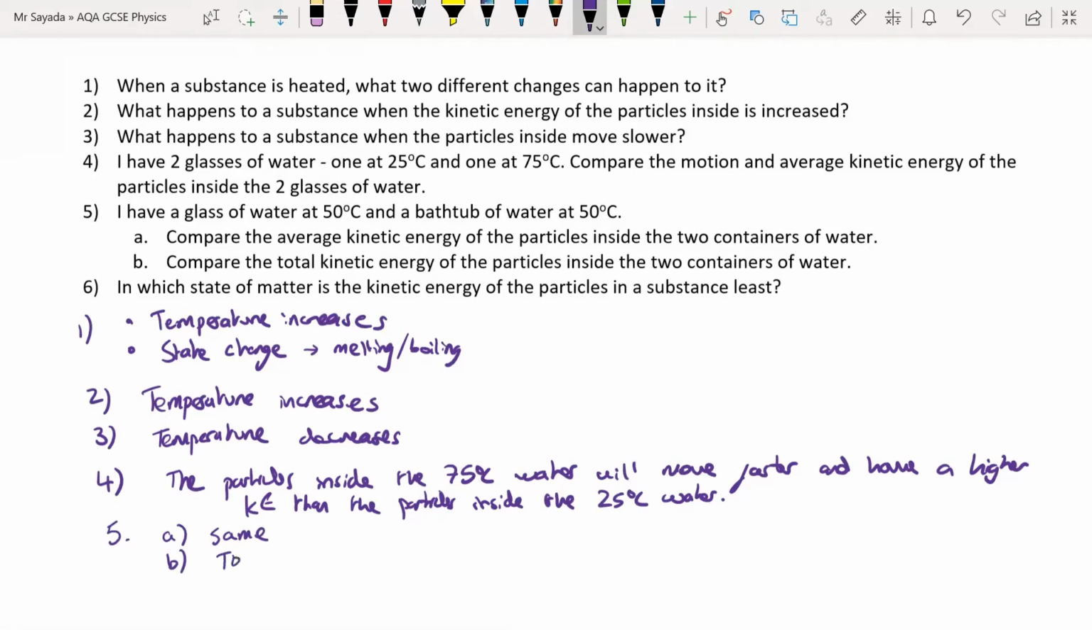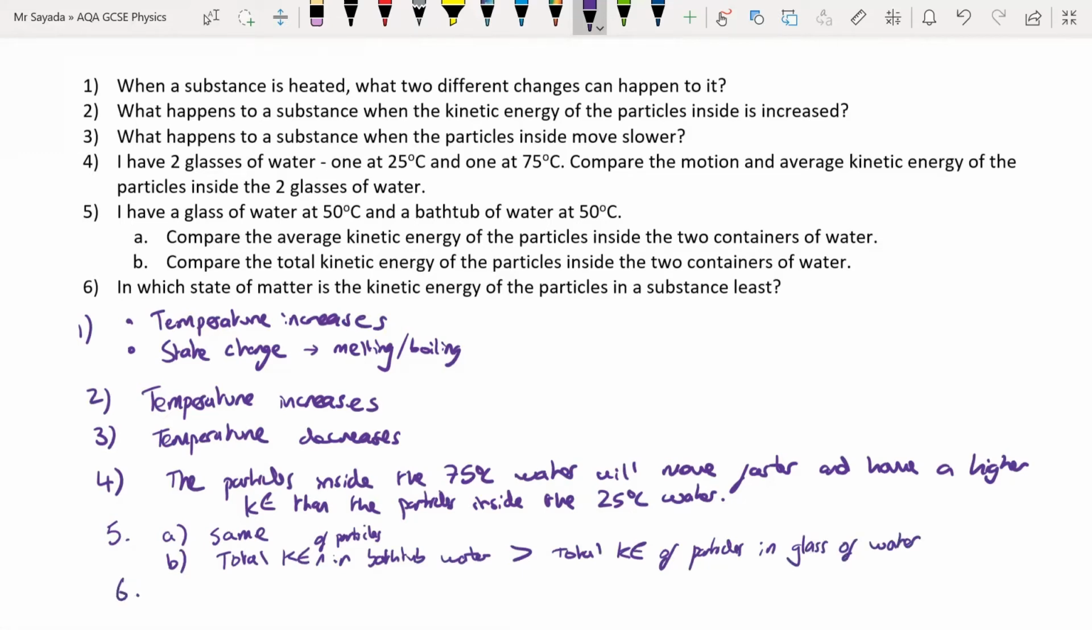So the total kinetic energy of the particles in the bathtub water is bigger than the total kinetic energy of the particles, I should say, because I'm not talking about the water itself, I'm talking about the particles inside, in the normal small glass of water.